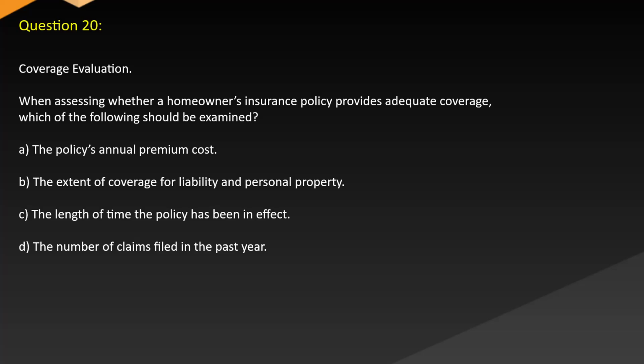Question 20. Coverage evaluation. When assessing whether a homeowner's insurance policy provides adequate coverage, which of the following should be examined? A. The policy's annual premium cost. B. The extent of coverage for liability and personal property. C. The length of time the policy has been in effect. D. The number of claims filed in the past year.